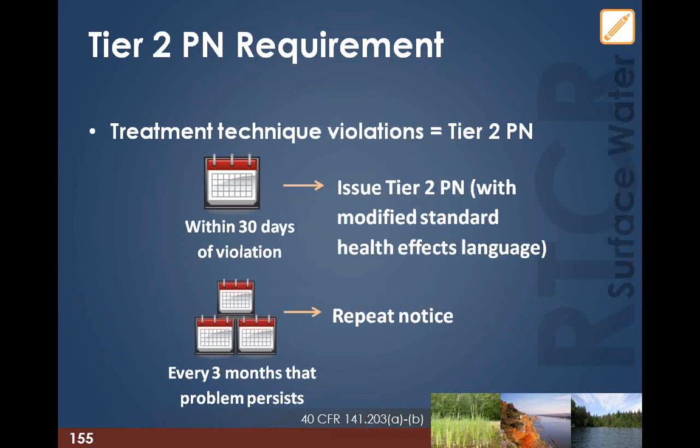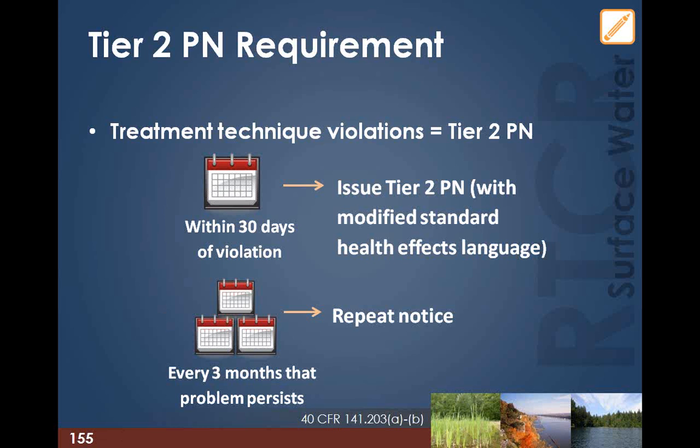Tier 2 public notification, again, this is required if there's a treatment technique violation. That notification is due within 30 days of learning of the violation. The system must issue the Tier 2 public notification. There is standard health effects language that's available now under RTCR. And then the repeat notification is that every 3 months that that problem persists, the system must continue to conduct that public notification.